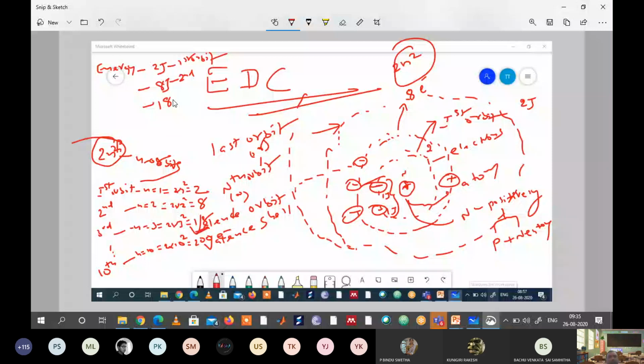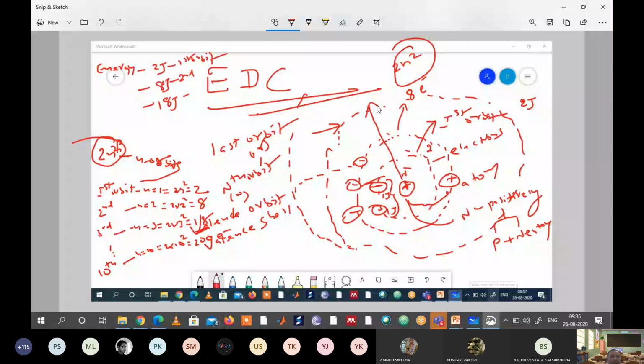Now there is a competitive exam question here. As you go farther away from the nucleus, going like this to the last orbit, what happens to the energy possessed by all these orbits? Is it increasing or decreasing? Increasing, very good.